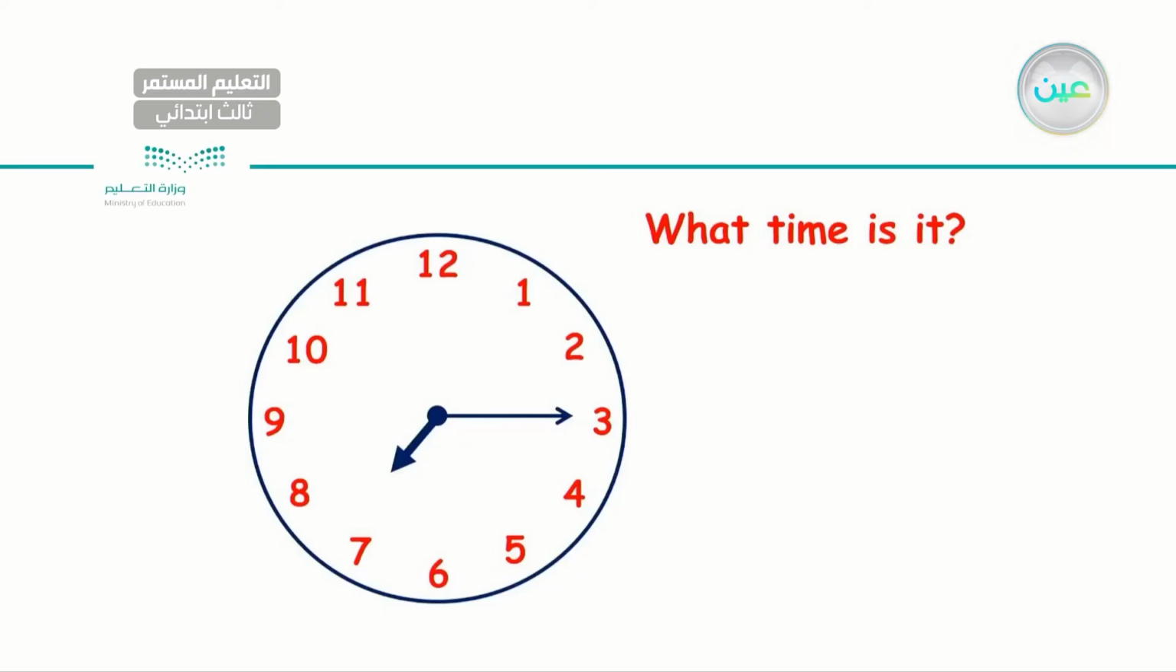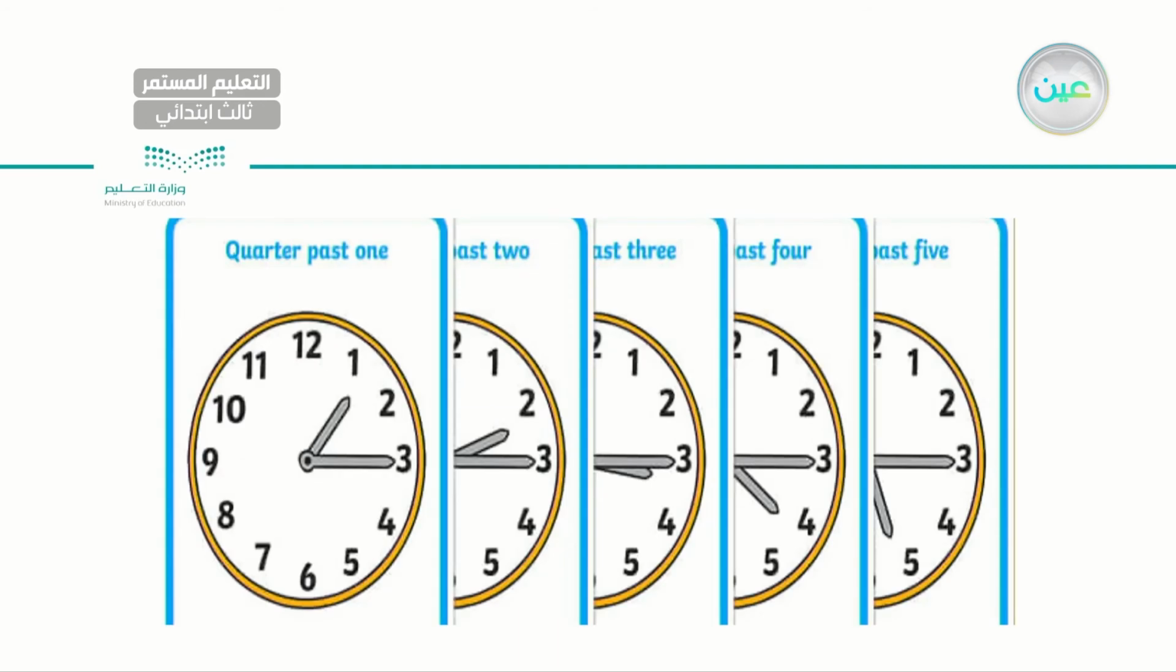So now, if I ask you, my dear student, about this one, what time is it? As you can see, I have a different time here. It's not 7 o'clock. It's not half past 7. It's in between. If we count from 12 till 1, we have 5 minutes, and then 5 more, and then 5 more. So it is quarter past 7 or 7:15.